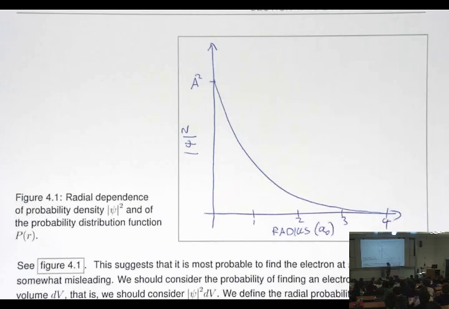So naively, you think, well, the most probable place to find my electron is at the core, r equals 0. I have this massive spike. That's where I'm going to find it. The electron mostly hangs around the core. And you should all be thinking, no, that's crazy.